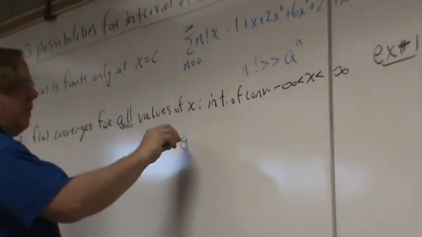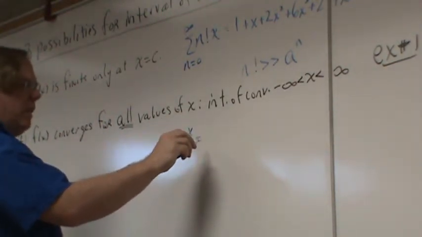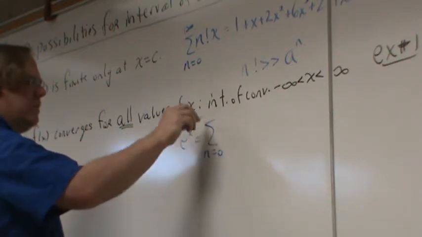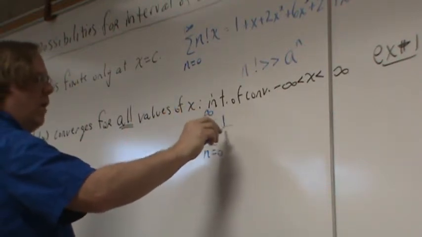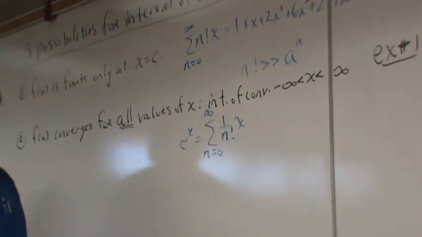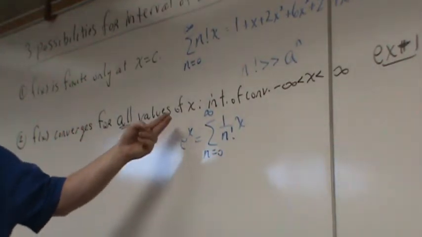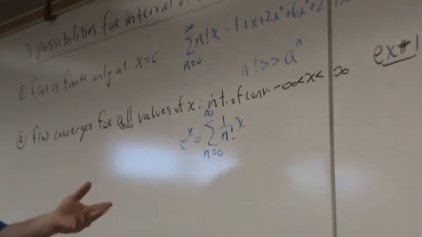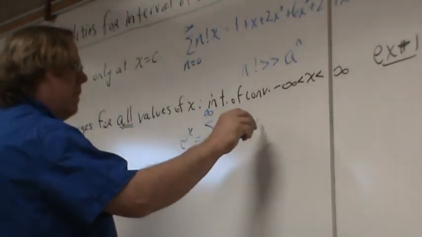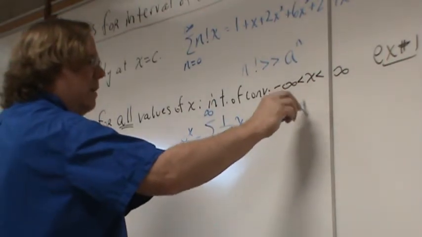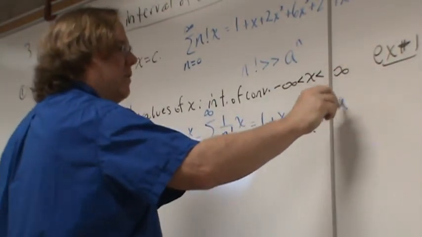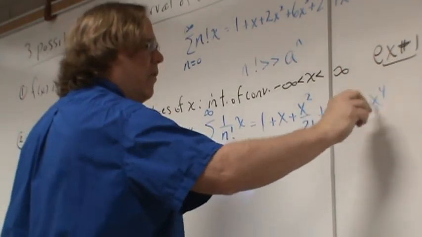I just want to remind you, e to the x ends up equaling the sum as n goes from 0 to infinity of 1 over n factorial times x to the n. That's e to the x. You know, 1 plus x plus x squared over 2 factorial plus x to the third over 3 factorial plus x to the fourth over 4 factorial. Because e to the x and all the derivatives are e to the x, so f of 0 and all the derivatives, f prime of 0, f double prime of 0, are all 1.